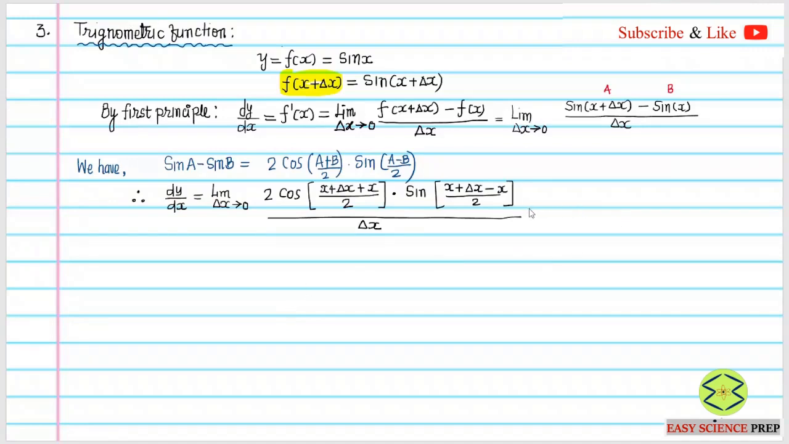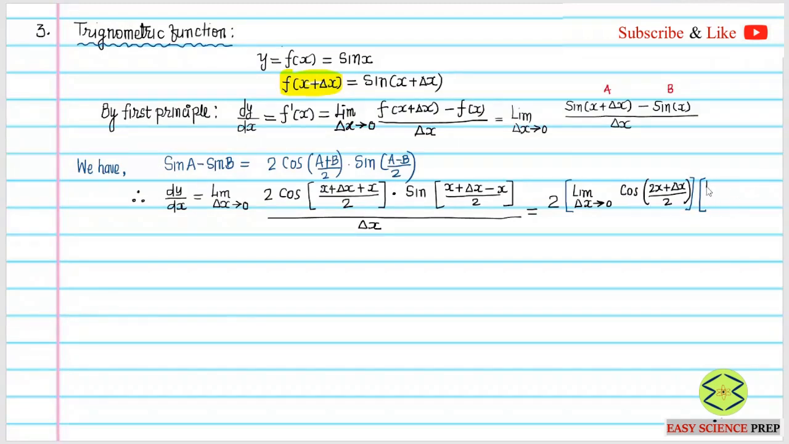So if you simplify this, 2 can be taken outside, so you shall be getting limit delta x tends to 0 cos of (2x plus delta x) by 2. This part is very clear. So we have applied the limit to the first part. We can also apply the limit to the second part.